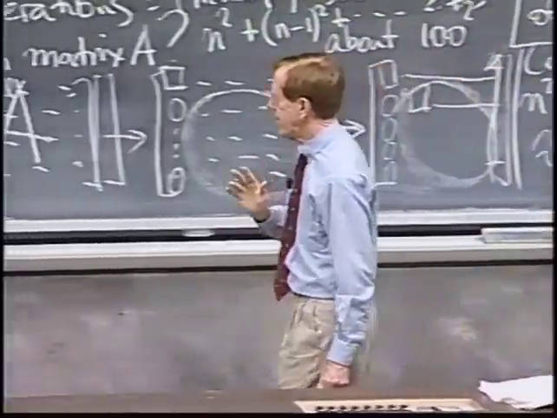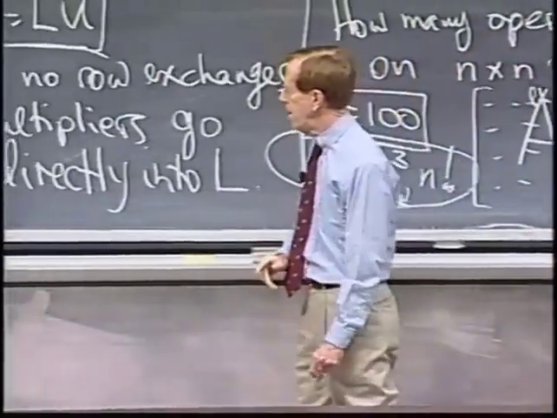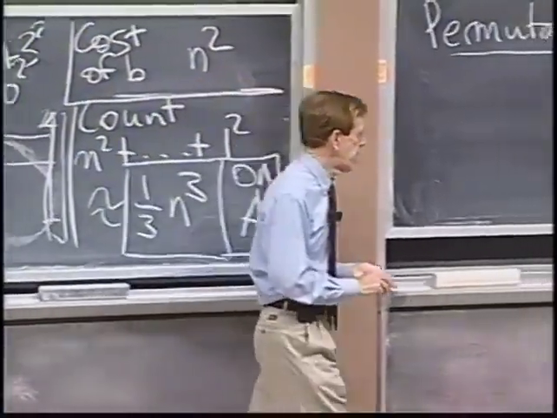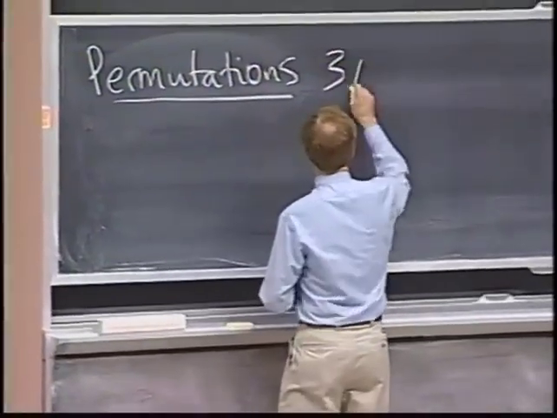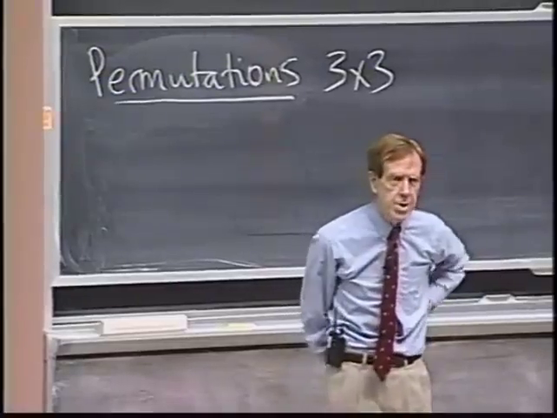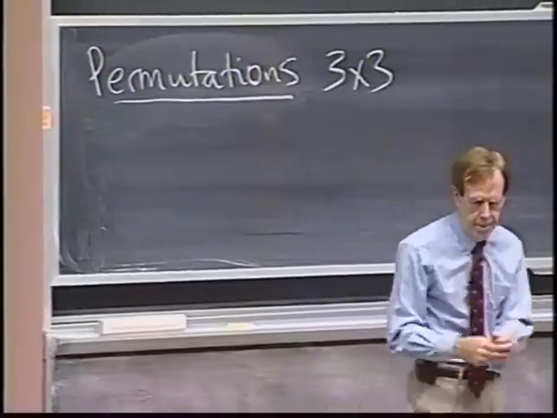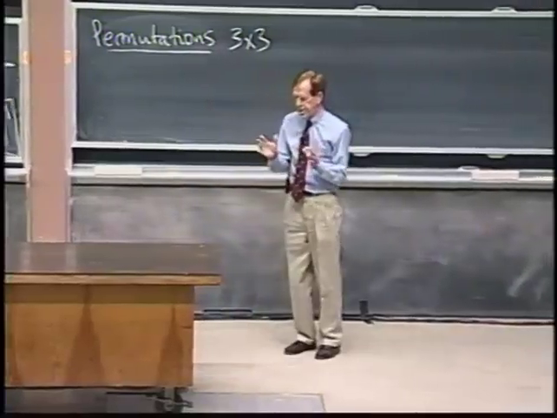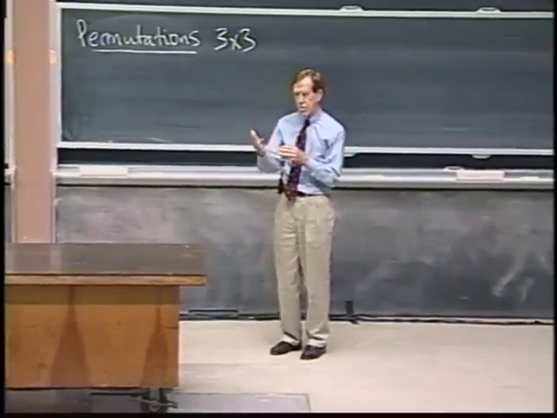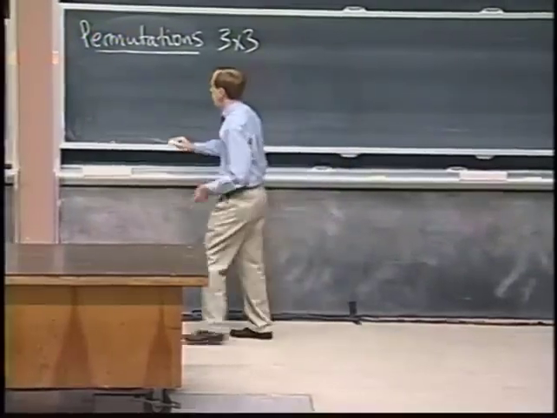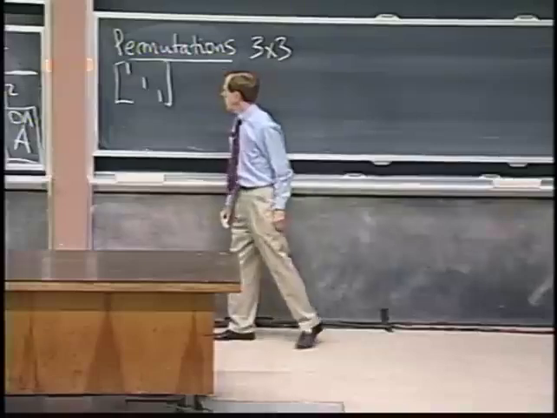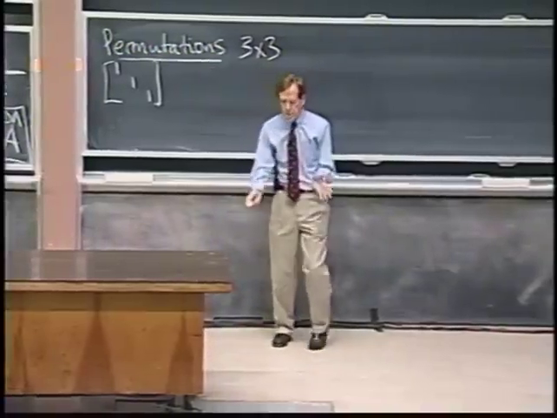Let me do 3 by 3s. Actually, why don't I just plain list all the 3 by 3 permutation matrices? They're a nice little group of them. What are all the matrices that exchange no rows at all? Well, I'll include the identity. So that's a permutation matrix that doesn't do anything.